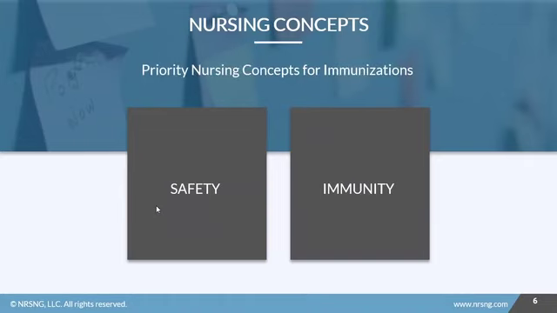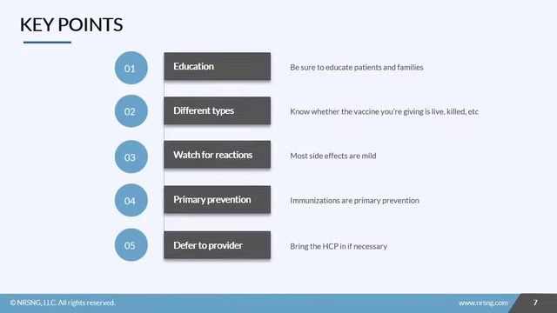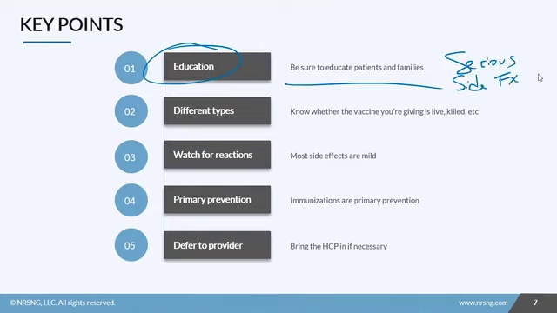Remember, this lesson is about general safety to the community. So we're talking about safety here, but we also focus on immunity because we're building immune responses through immunizations. So for our recap, we want to focus on education first. Make sure you educate your patients and families on what immunizations they need, what immunizations they're getting, what they'll need in the future, and what to expect in terms of side effects. Make sure that you're telling them what serious side effects they need to watch out for, and why they would need to go to the hospital.